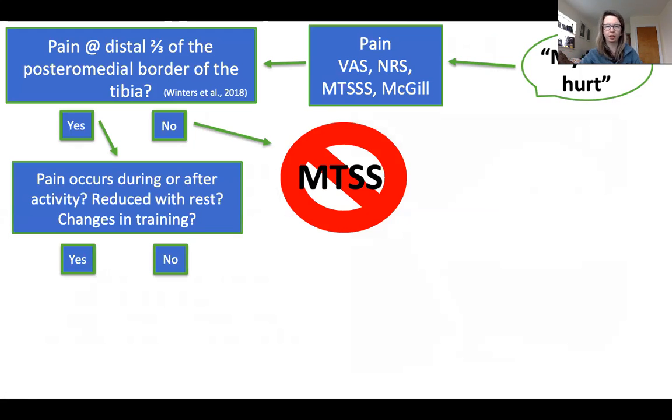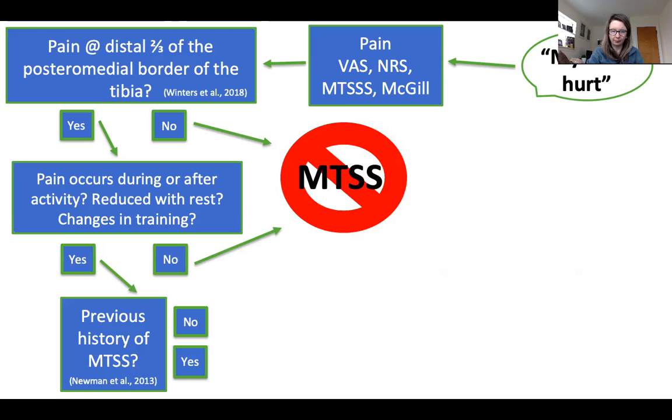Does the pain occur during or after activity? Is the pain reduced with rest? Also, it's important to ask, have you changed your training at all? If they've changed their training drastically, maybe doing 15 more miles a week as a cross country runner, then that's huge. If it does, then yes, we continue to evaluate for MTSS. If the pain does not occur during or after activity, and is not reduced with rest or changes in training, then we may need to look at other potential diagnoses.